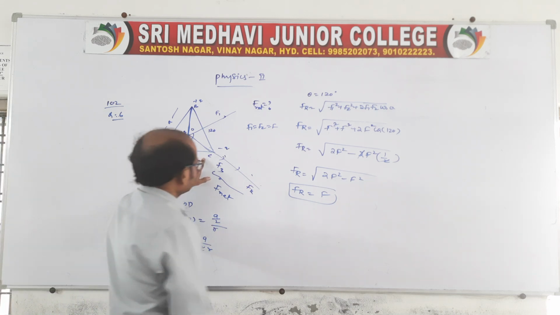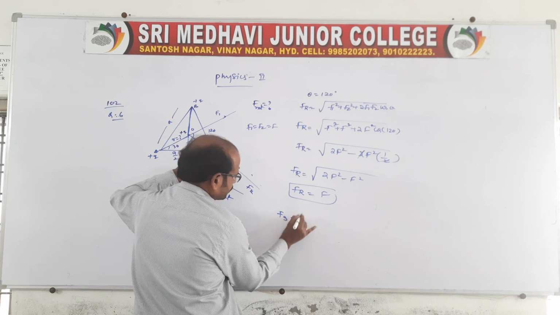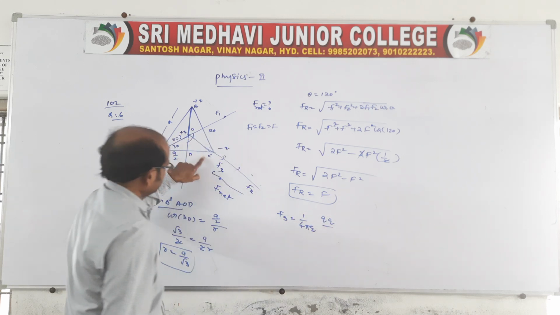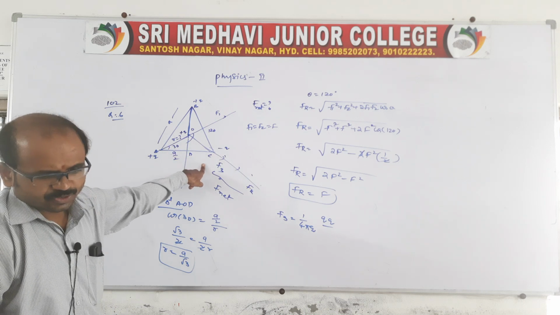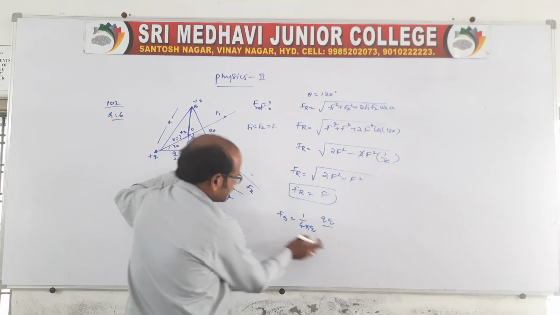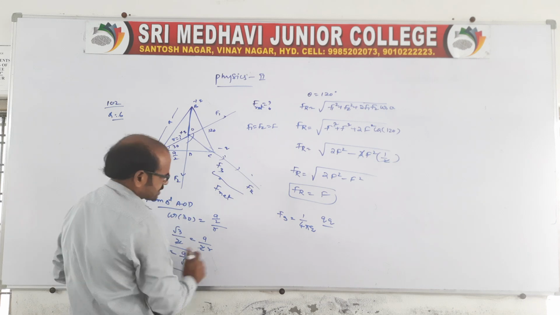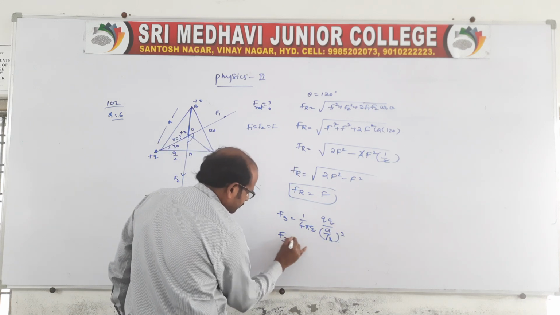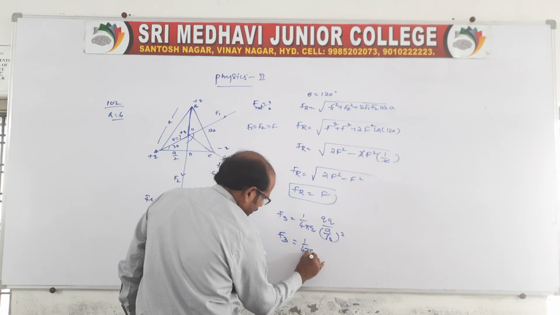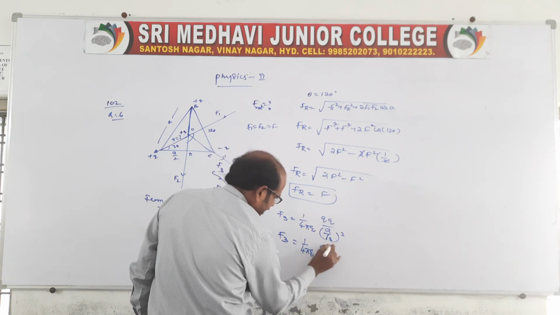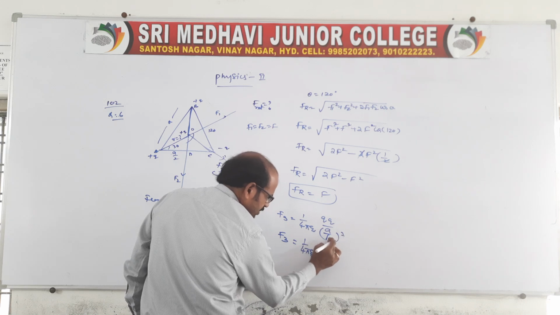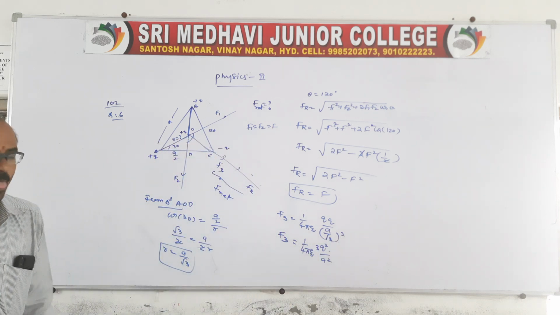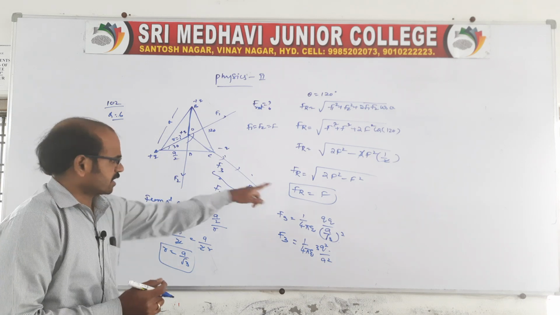Now you get this F3 value. F3 is equal to 1 by 4 pi epsilon naught Q by, because plus Q and minus Q is there. Suppose you take a Q only, by this distance square. What is this distance? A by root 3 whole square. So F3 is equal to 1 by 4 pi epsilon naught Q square by A square into root 3 whole square, that will come here like this. It is F3 now.